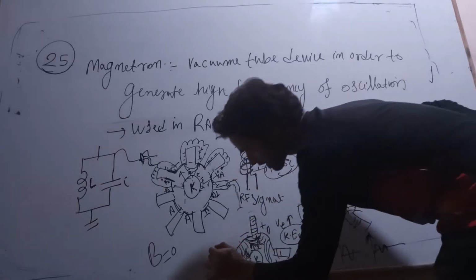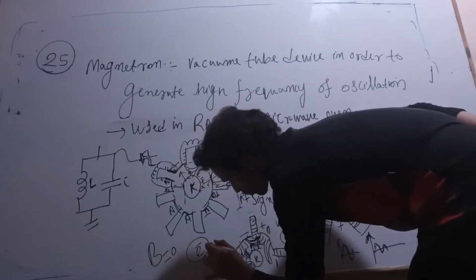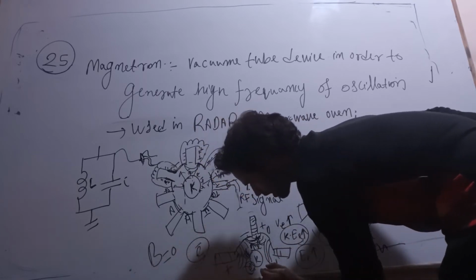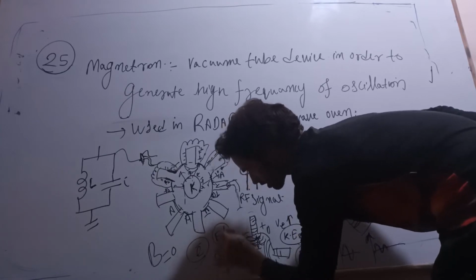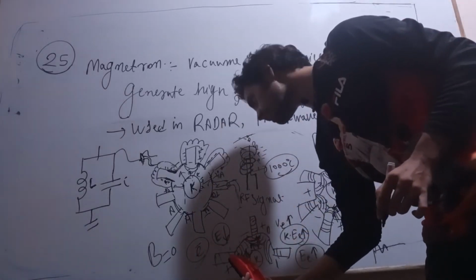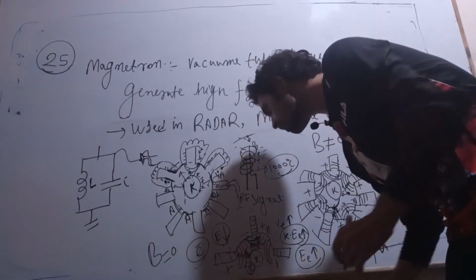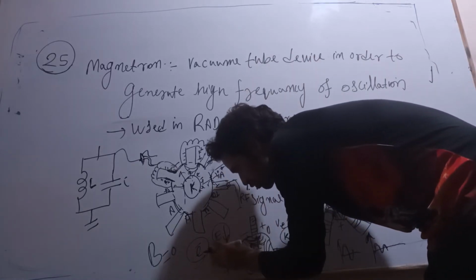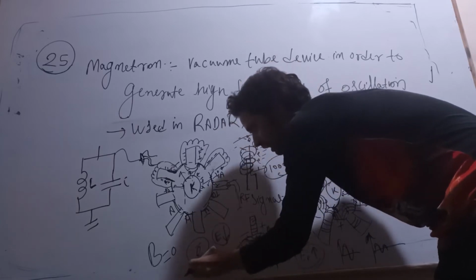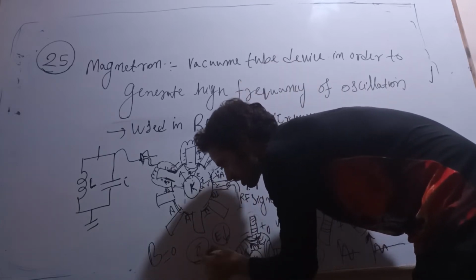Once the electron gets retarded, then what happens? Its energy will decrease. Yes, the energy of the electron will decrease. Why? Because the magnetic field existing adjacent to this cavity will retard this electron. Once the electron is retarded, its energy is decreasing.